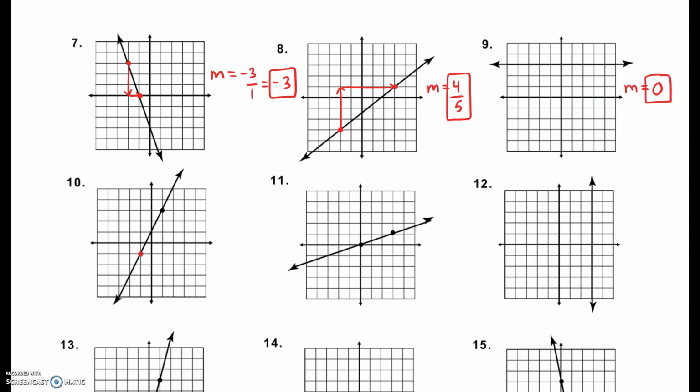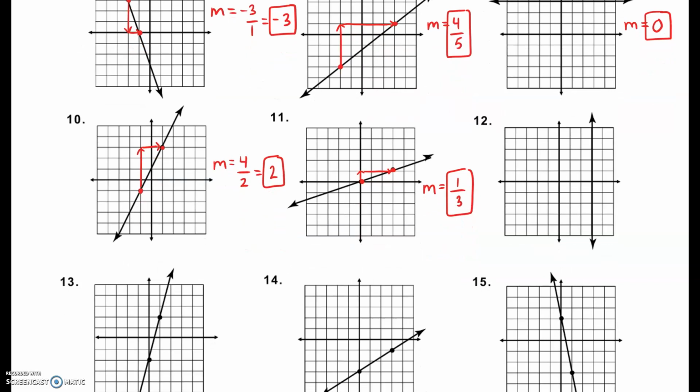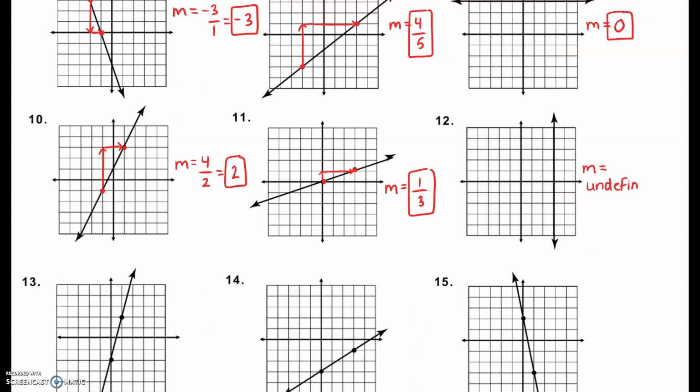Number 10, as we are counting, again, rise over run, we count up 4 and to the right 2. So 4 divided by 2 would give you a positive 2 for the slope for number 10. Number 11, we are going up 1 and to the right 3. So our slope for number 11 would be a positive 1/3. And number 12 is a vertical line, so we should automatically remember that the slope of this is undefined.